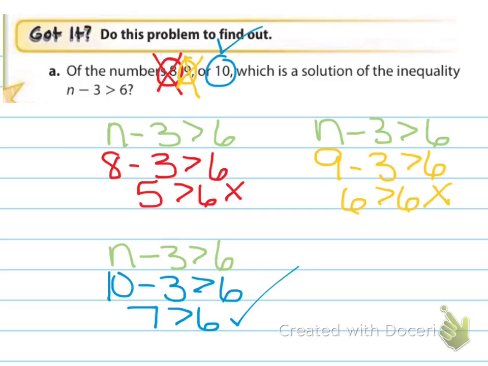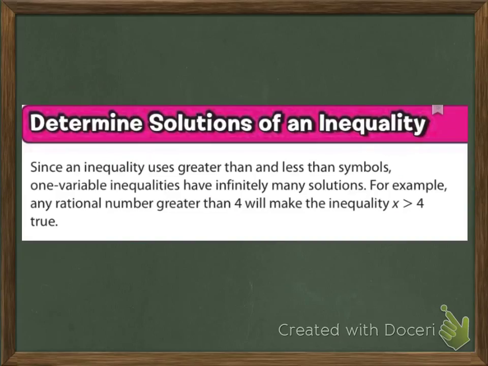All right, so the answer for A is 10, because after I go through and plug each of them into the different solutions, 10 is the only one that gives me a solution that is true, that 7 is greater than 6. 5 was not greater than 6. 6 is not greater than 6, but 7 is greater than 6. And so when I plugged in 10, it worked.